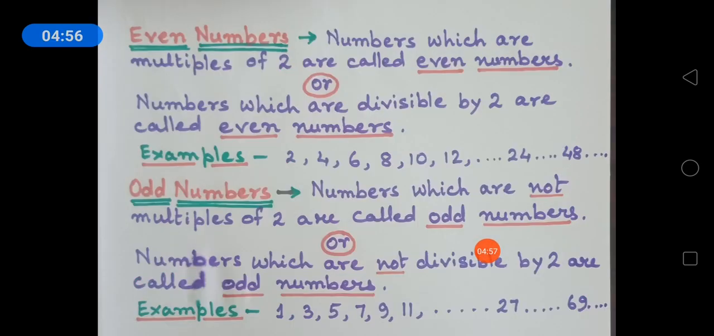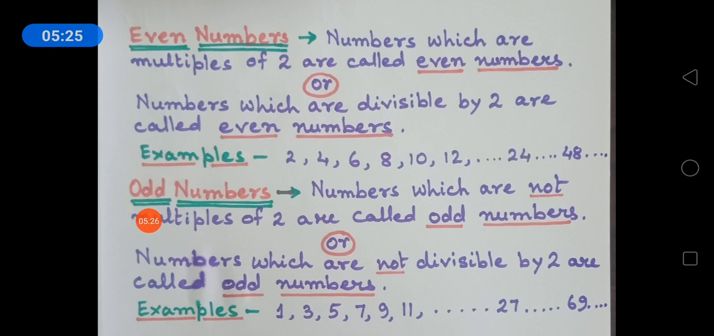Now we will know about even numbers and odd numbers. Numbers which are multiples of 2 are called even numbers. Or we can say numbers which are divisible by 2. That means the numbers which we can divide by 2 are called even numbers. For example, 2, 4, 6, 8, 10, 12, 24, 48 dot dot dot means it goes on like this.